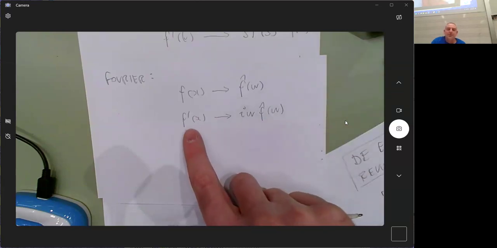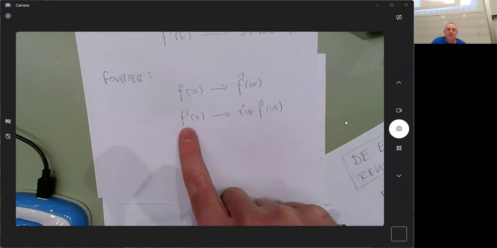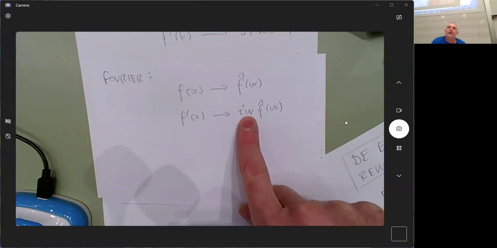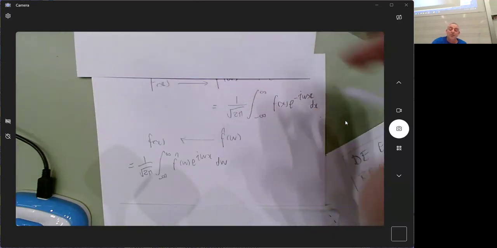So the derivatives become algebra. Differentiating becomes multiplying by w and multiplying by i. And what that means is if you have an equation that's got derivatives in it, then you can turn it into an equation that's got algebra in it.